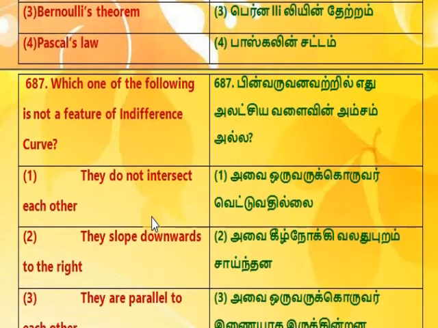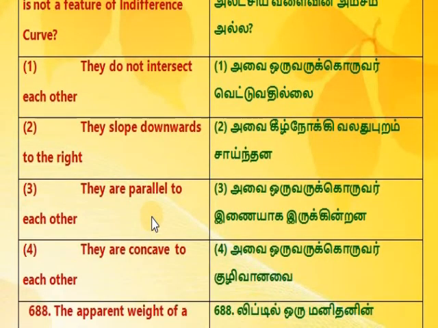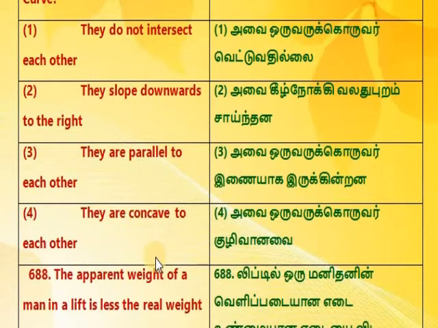687. Which one of the following is not a feature of indifference curves? 1. They do not intersect each other, 2. They slope downwards to the right, 3. They are parallel to each other, 4. They are concave to each other.